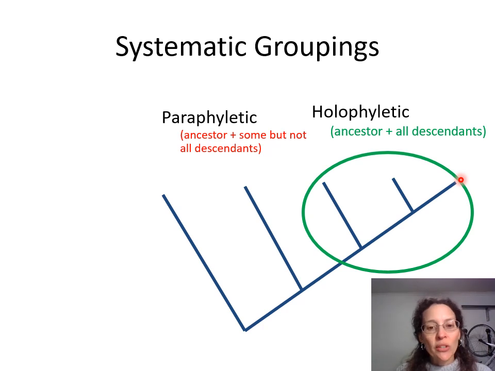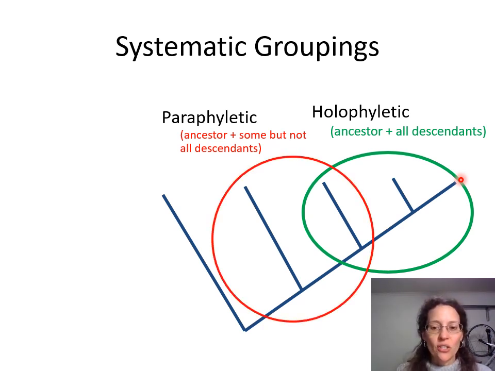Paraphyletic is when we're looking at an ancestor and some, but not all of its descendants. So that could be like this group here, right? So we have our ancestor, but we're looking at these individuals, but we're not looking at all of the descendants, just part of that group.